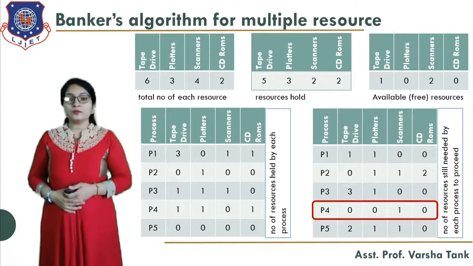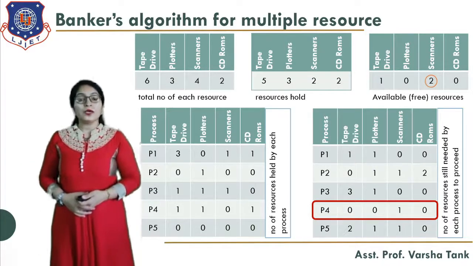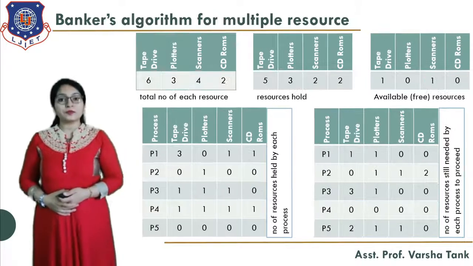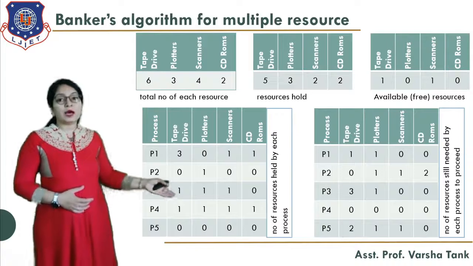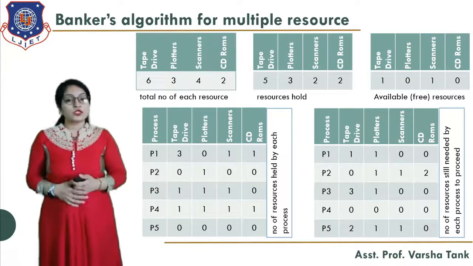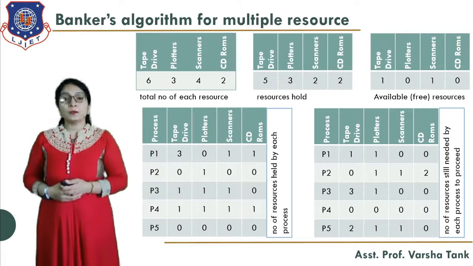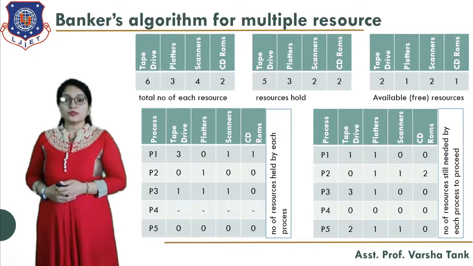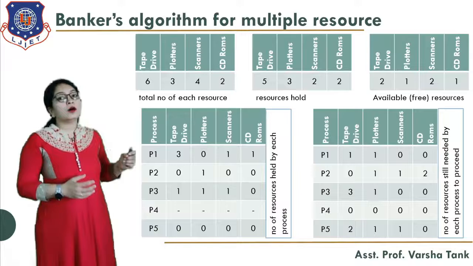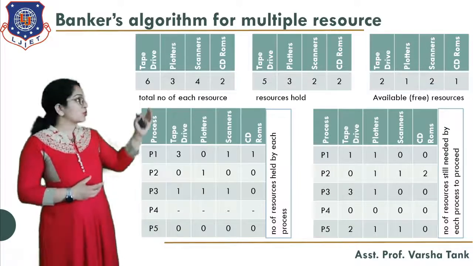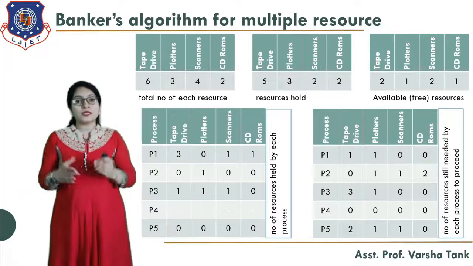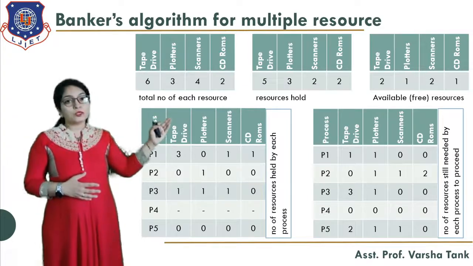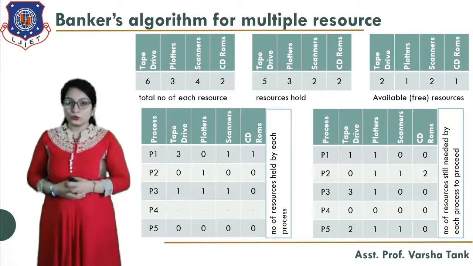So now we will assign this 1 scanner to process P4. We have 2 scanners, so we can assign this 1 scanner. So it will become now 1, 1, 1 and 1. When process P4 completes its execution, it will release all its resources. So now we have the available resources, that is 2 tape drives, 1 plotter, 2 scanners and 1 CD-ROM.